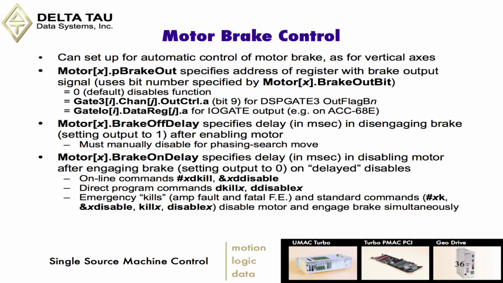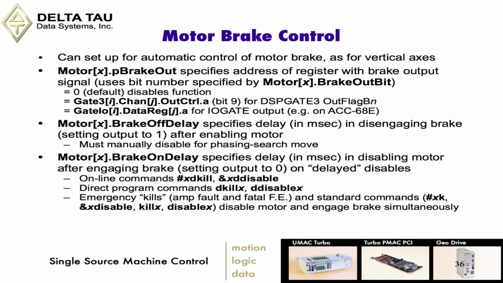Brake control. So again, there's a pointer to the brake output that will control the brake of the motor. And then there's a bit that you specify. So you specify the address and the bit. There are two other settings, brake off delay and brake on delay, that specify the delay in time in milliseconds for disengaging the brake and engaging the brake. After engaging the brake, that is how long we're going to wait to disable the motor.